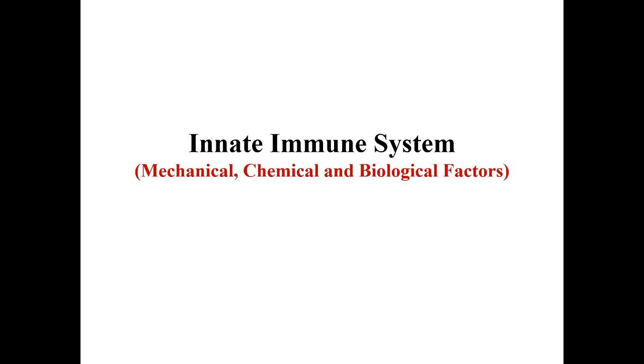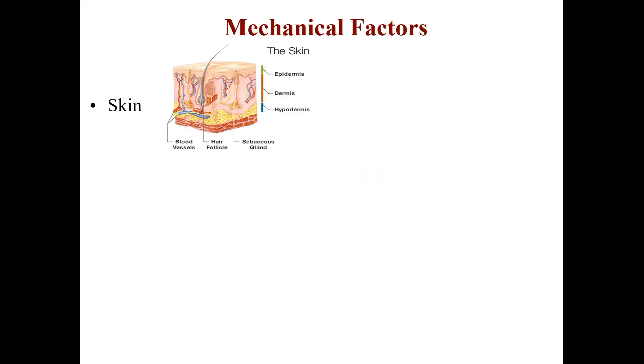During this discussion, I separated it in two broad parts. In one part, I will discuss the mechanical, chemical, and biological factors involved in our immune system, particularly the innate immune system, and the next part will be the cellular components of the innate immune system. You can see there are many mechanical factors which are part of our innate immune system. I told you that innate immune system means something from the very beginning. That means when we are born, these immune systems are already there.